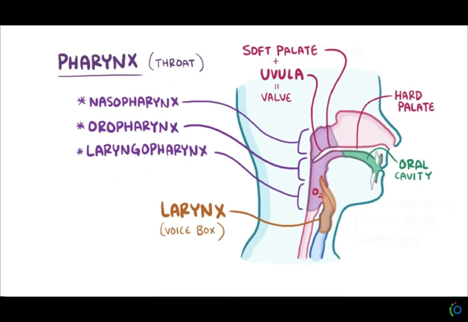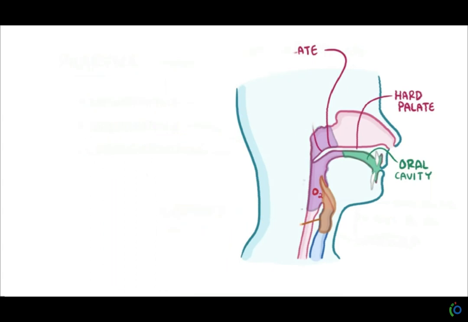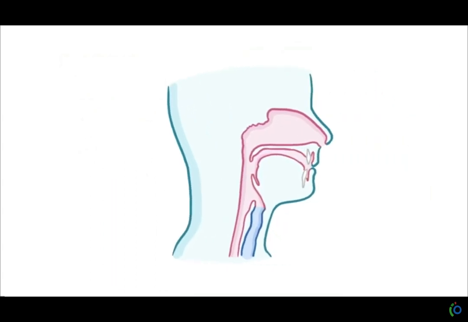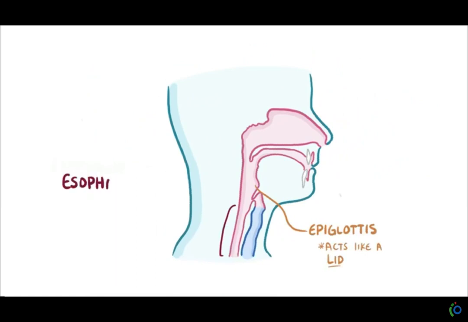Up to this point, food and air share a common path, but at the top of the larynx sits a spoon-shaped flap of cartilage called the epiglottis, which acts like a lid that seals off the airway when you're eating, so that food can only go one way, down the esophagus and towards the stomach. If anything other than air gets into the larynx, then you have a cough reflex that kicks it right back out.